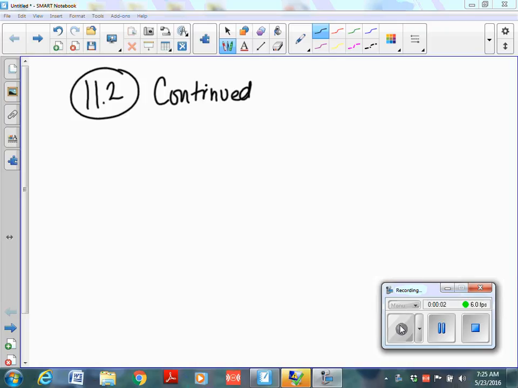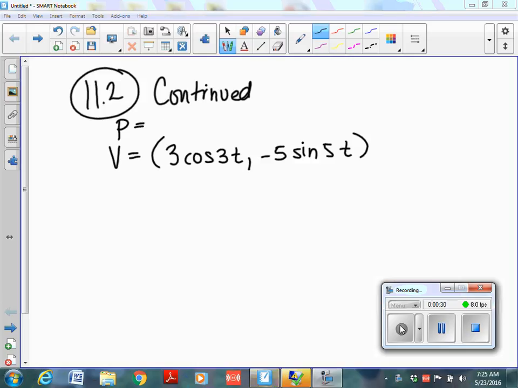Okay, I had ISS, so I couldn't finish the notes from 11.2, so these are the rest of the notes. I know I left off at the part of trying to find the velocity and acceleration, and I think when I ended, I found the velocity of 3 cosine of 3t and a negative 5 sine of 5t. If you remember, the position I gave you was sine of 3t cosine of 5t.